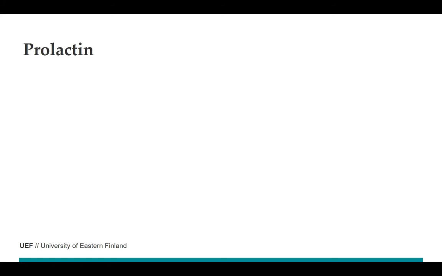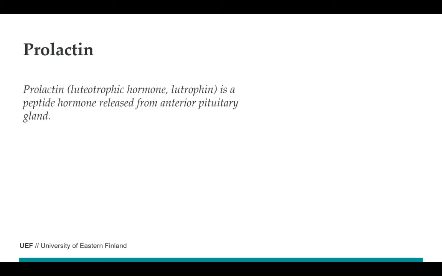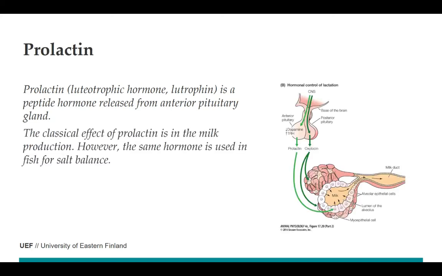But then there is also hormonal control of the seasonal rhythms, and one of them is prolactin. Prolactin is a peptide hormone that is released from the anterior pituitary gland, like everybody else, and the classical effect is that it's released and affects milk production.